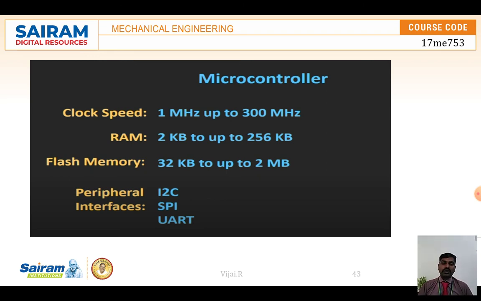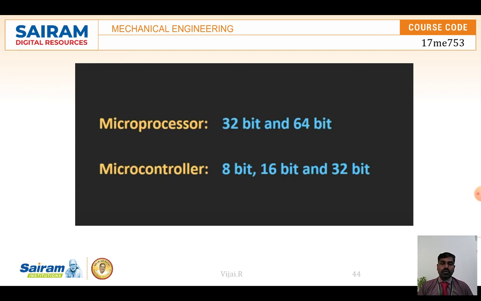Here it is only 1 megahertz to 300 megahertz, and the RAM is only 256 KB. Flash memory is up to 2 MB. This is because it is used only for a particular set of operations. It is not going to do as many operations as in the case of a microprocessor.